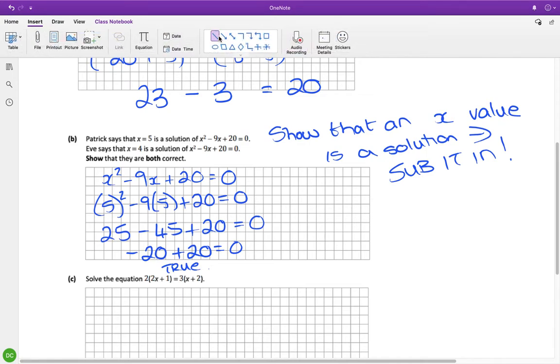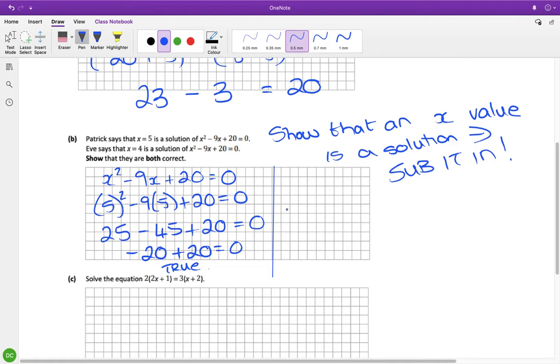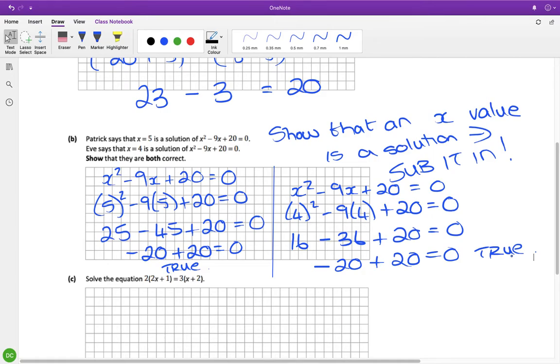Okay, and then we'll do the other one over here, just separate it up a little bit. So Eve's solution. So x squared minus 9x plus 20 equals 0, and she said 4. So 4 squared minus 9 times 4 plus 20 equals 0. That's 16 minus 36 plus 20 equals 0. 16 minus 36 is minus 20, plus 20 equals 0, and that's true. So now I have showed that both of them were correct.